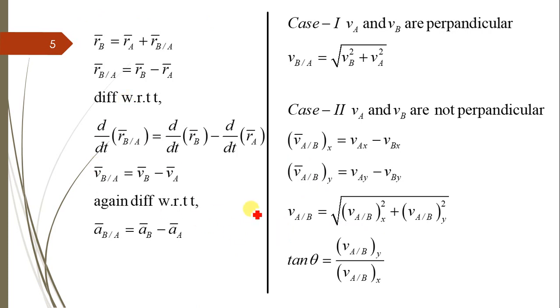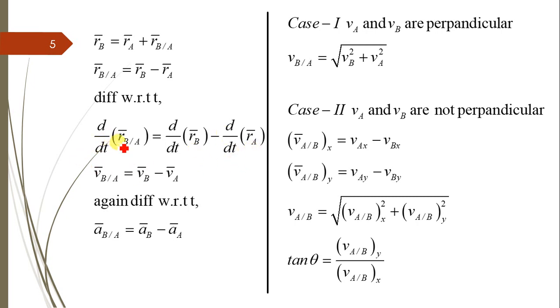Now these vectors are written as r bar of b equals r bar of a plus r bar of b to a, or r bar of b to a equals r bar of b minus r bar of a. Now differentiating this equation with respect to t, d by dt of r bar of b to a equals d by dt of r bar of b minus d by dt of r bar of a.